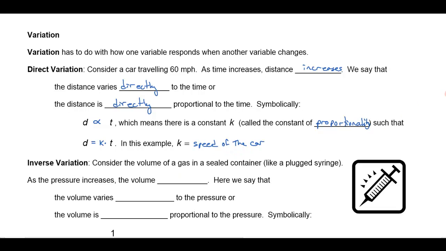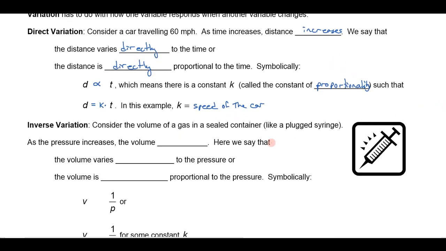Alright, now here's another example of inverse variation. If you think about the volume of gas in a sealed container, like a plug syringe, maybe you played with those as a kid and you'd fill them with water and stuff, but if you just have air in it and you put your finger over the end, hopefully without the needle on it, and then you push down on the plunger, well, as the pressure goes up, the volume inside of that sealed syringe is going to go down. So as the pressure variable goes one direction, the volume variable is going to go in the other direction.